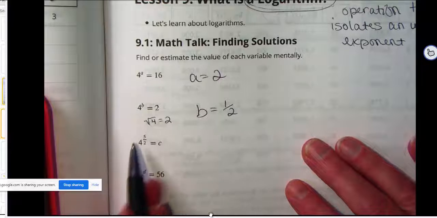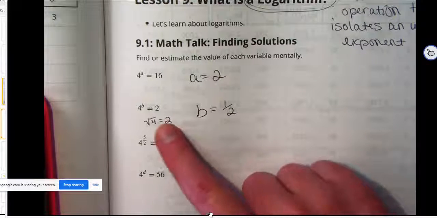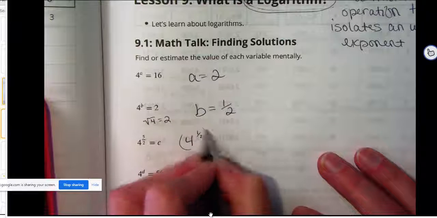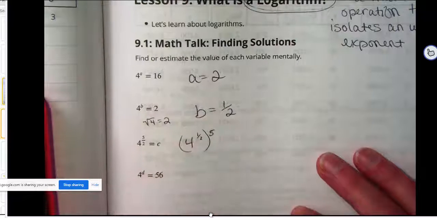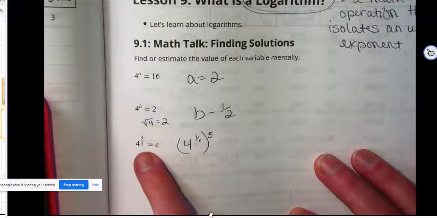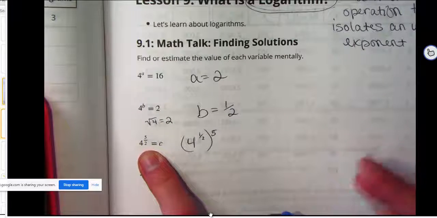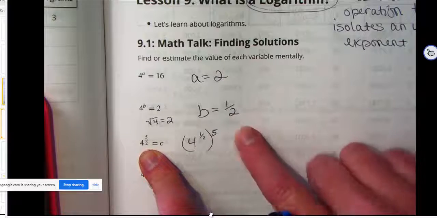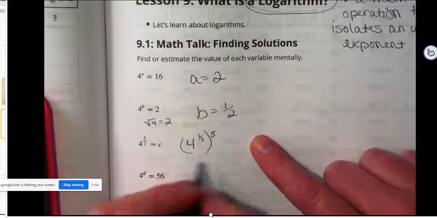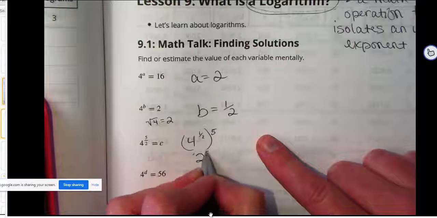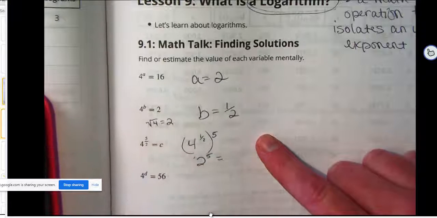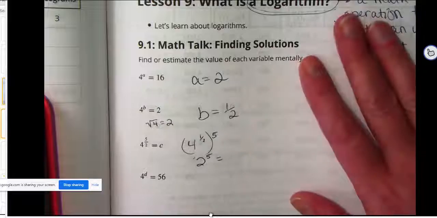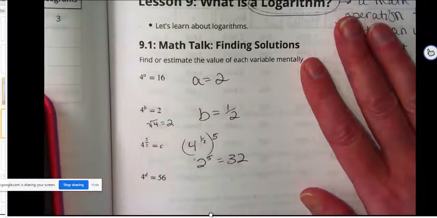Now we know like 4 to the 1/2 power equals 2. So we can take 4 to the 1/2 power and then raise that to the 5th power. That's a way to look at 4 to the 5/2, or you could type it in a calculator and calculate what that is. Because 4 to the 1/2 power, you guys just told me, is 2. And 2 to the 5th power, 2 times 2 is 4, times 2 is 8, times 2 is 16, times 2 is 32.